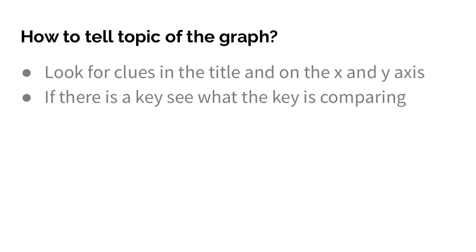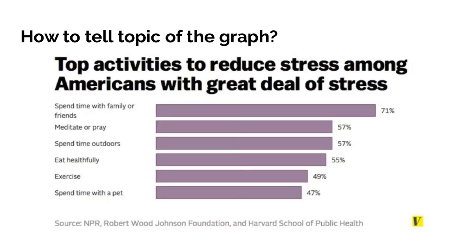If we're trying to tell the topic of a graph, there are some things that we can do that will help us figure out that topic. First of all, we can look for clues for the topic of the graph on the title and on the x and y axis. If there's a key, we can look to see what the key is comparing. All of these things will help us to determine what the topic of the graph is. Let's look at this as an example. How can we tell the topic of this graph?